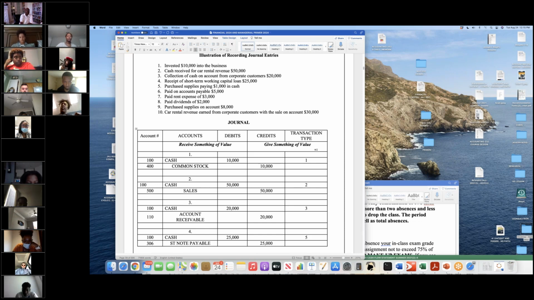So I've done 1 through 4. I've done the first 4. In each case, cash came in, so I debited cash. Then I credited something else. So I got something of value, cash. I paid something out. Okay. In the next group, 5, 6, 7, and 8, I am paying out cash, okay? So let's see if we can handle some of these.